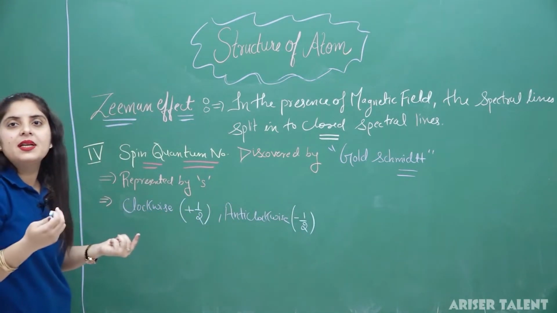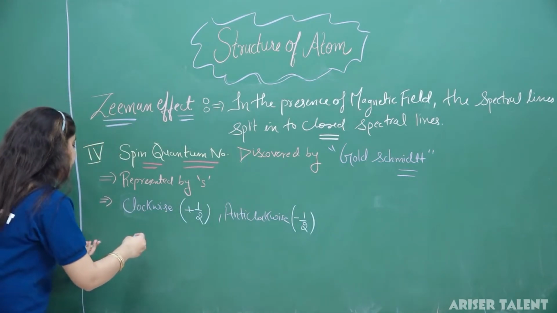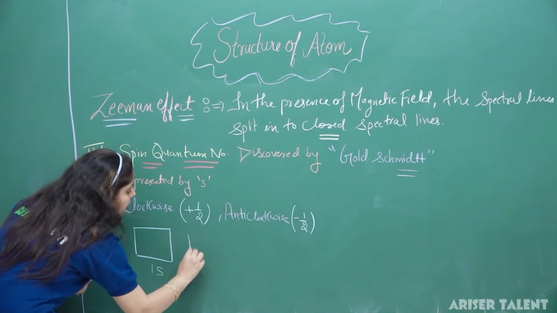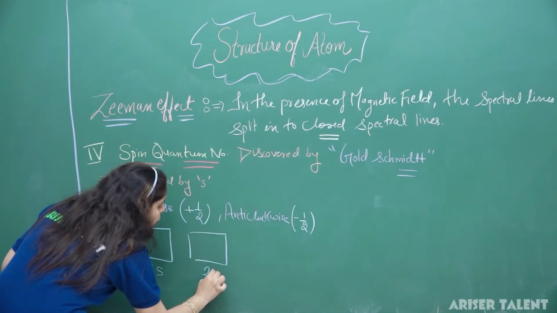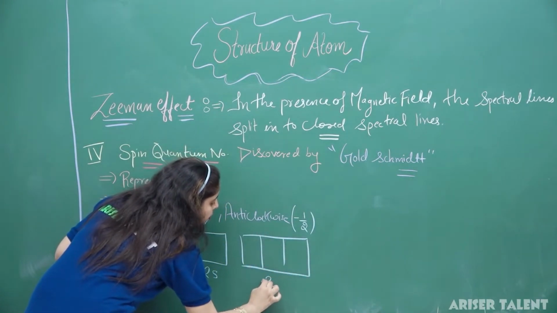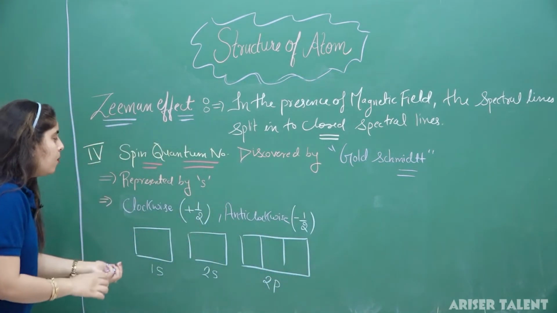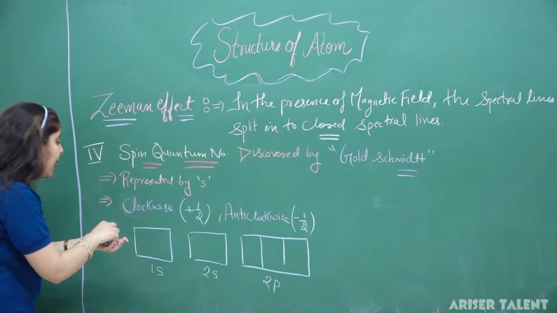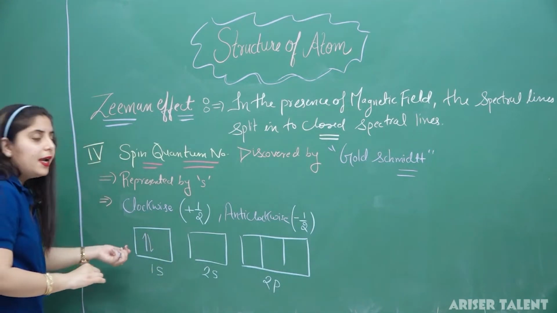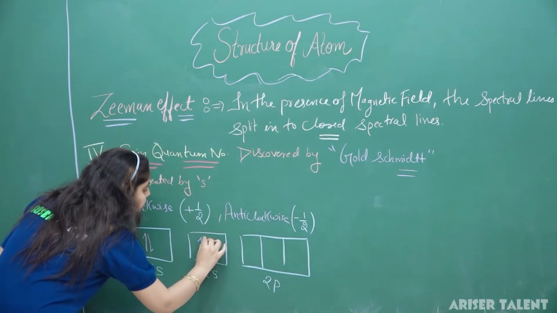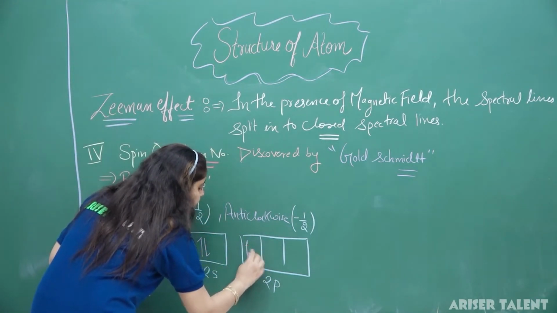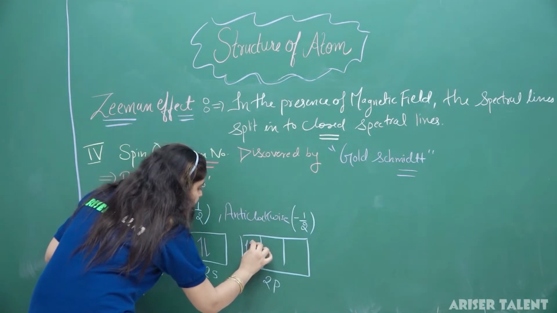So how will we represent the spin of an electron in the atom? See here, suppose we have the 1s orbital, then we have the 2s orbital, then we have the 2p orbital. Now I want to show the spin of an electron in an atom. So one spin will be in the positive direction, one will be in the anti-clockwise direction. Again this and this, and for the p orbital we can write one.